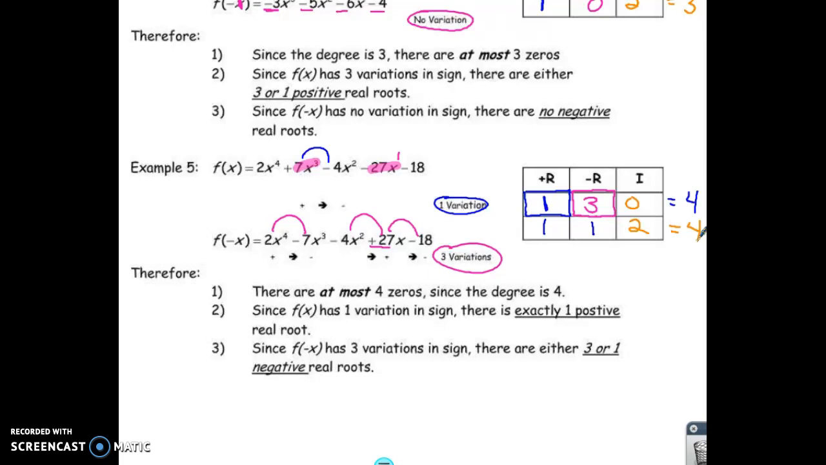So there you go, folks. If we graph this, we're definitely going to have 1 positive root. We could have 3 negatives, or only 1. We could have 0 imaginaries or 2 imaginaries. So that's what we're doing in today's lesson. It's just seeing the kinds of roots that we are going to get.